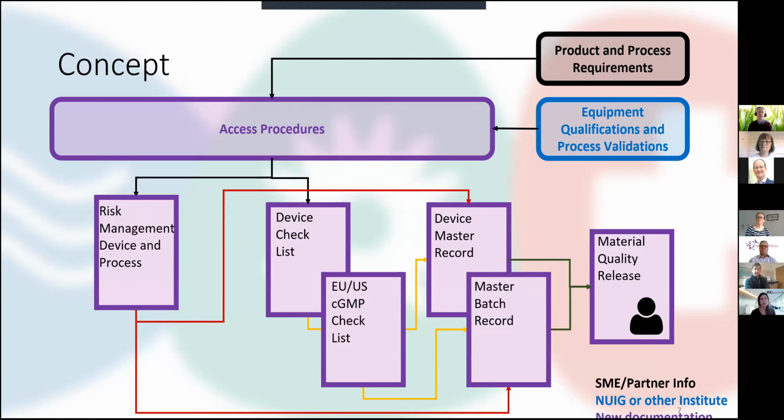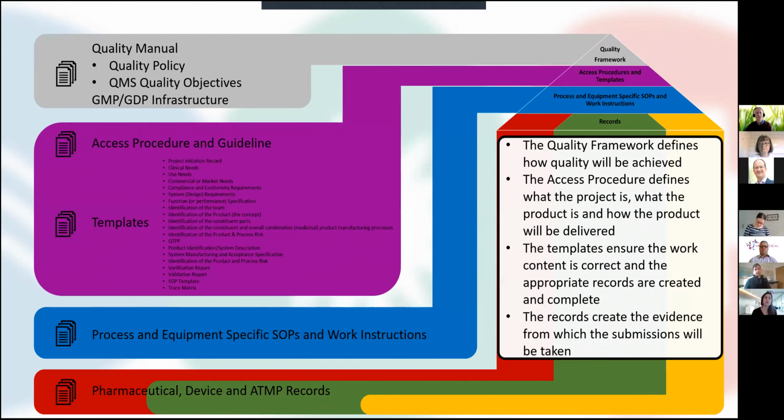For those of you who have attended some of the previous meetings, you will actually remember this from the very first time we met. And this is the concept by which we're actually working. So actually defining what the requirements of the project are, what equipment you'll actually need. That moves into the access, and under the control of the access procedure, then you actually go through your development that you would actually need to do, identifying the risks, creating the various checklists, creating the documentation, for instance, device master record, which will lead to eventually your product being released.